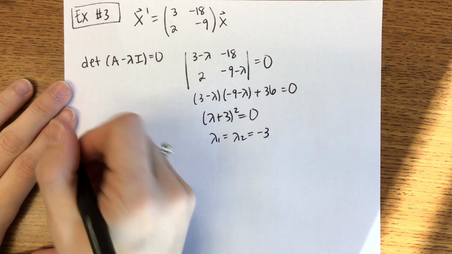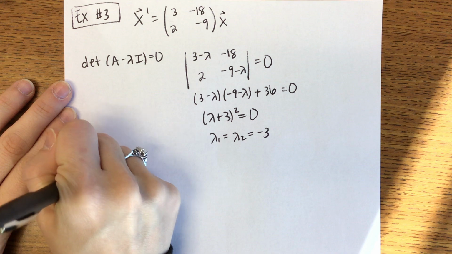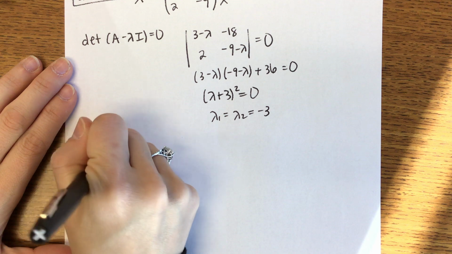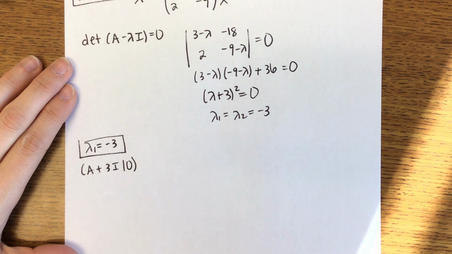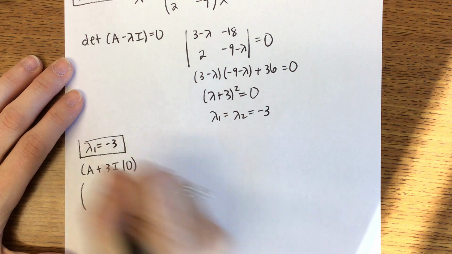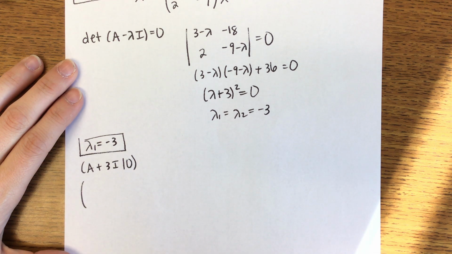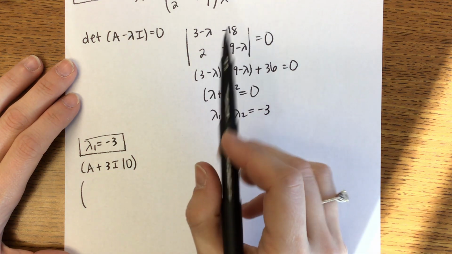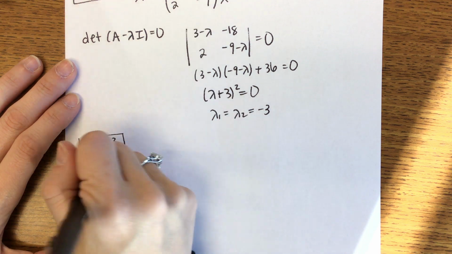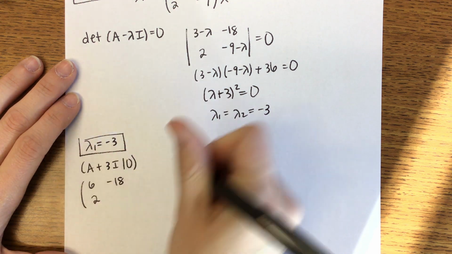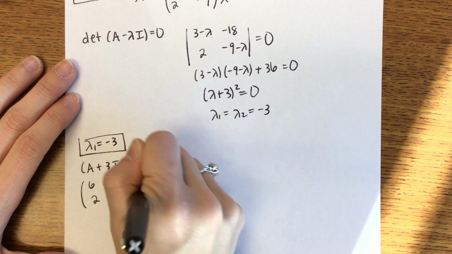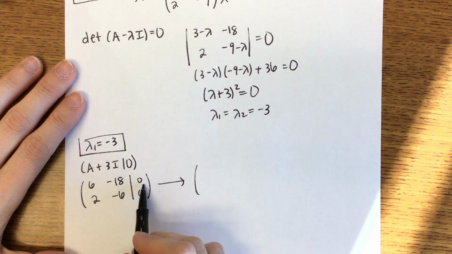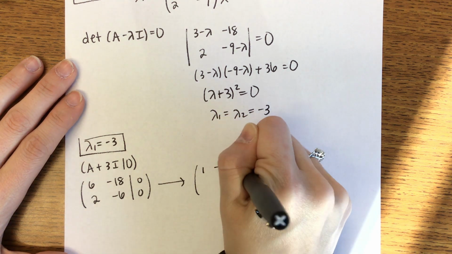Okay. So let's look at our eigenvalue and find the corresponding eigenvector or vectors. We're going to look at A add 3I, and augment with 0. So 3 add 3 will be 6, -18, 2, add 3, we get -6. I'm going to divide the top row by 6, and I get 1, -3, 0.